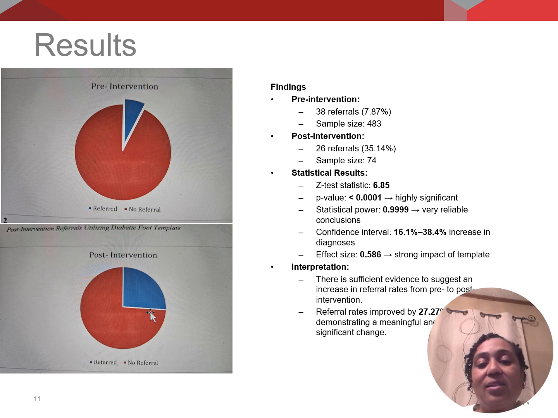The effect size of 0.586 demonstrated a strong impact of the template, emphasizing its importance to improve referral practice and strengthen the diabetic referral rates. There is significant evidence to suggest an increase in the ratio of referral from pre to post intervention, with the referral rates rising above 27%.